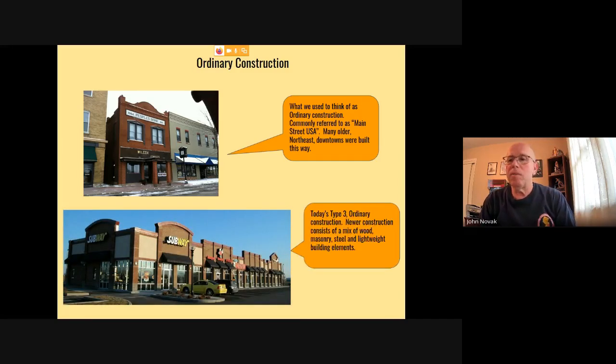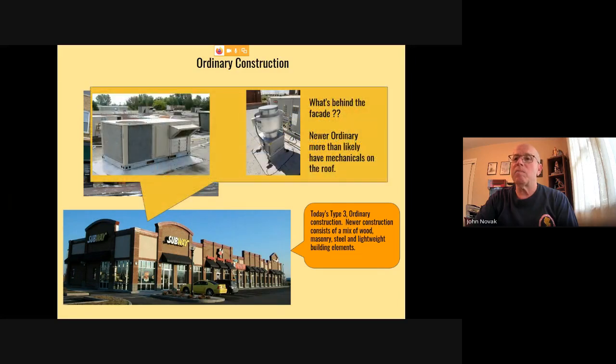So today's type is ordinary 3 construction. Newer construction consists of again a mix of wood, masonry, lightweight steel, but more often than not, the buildings are built on slabs, and the reason is more of an issue of economics than anything else. But we look at this shopping center on the bottom, and we see these nice facades. So, what's the reason for the facades?